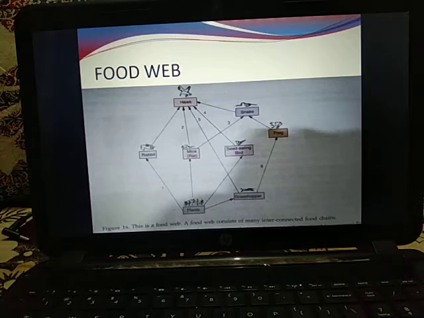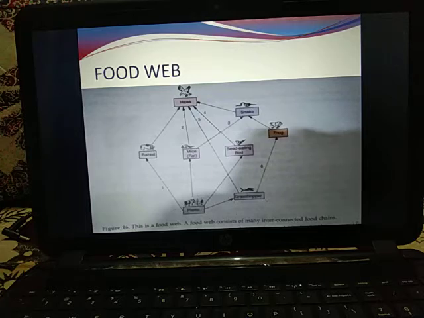Okay, you can see in the diagram that the same plant can be eaten by a rabbit, a rat, a bird, and a grasshopper. So here you can see the same producer can be eaten by various consumers. Now the mice or rat can be eaten by a hawk and also by a snake.